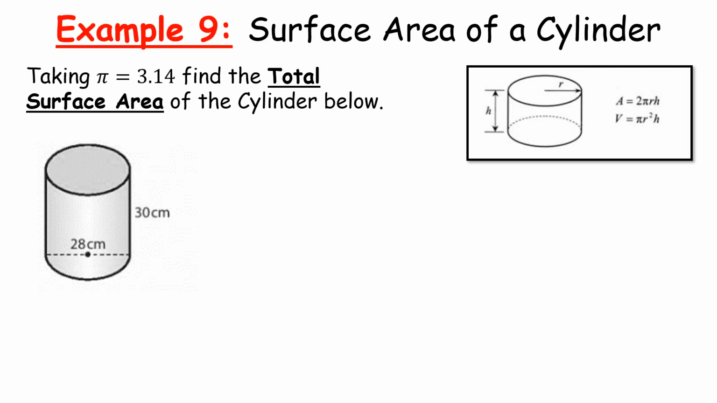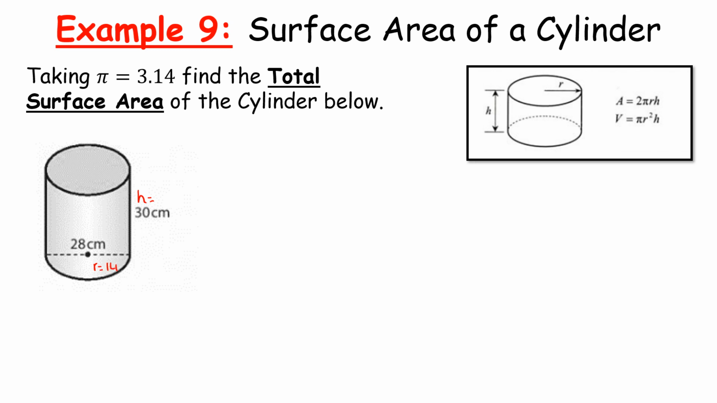So let's take a question where it's asking us to find the total surface area of a cylinder. So we have a cylinder here. They're telling us to use pi as 3.14. And in this cylinder, we have two dimensions given to us. They give us the height, and then they also are giving us the diameter. The diameter is 28, meaning the radius is going to be 14.